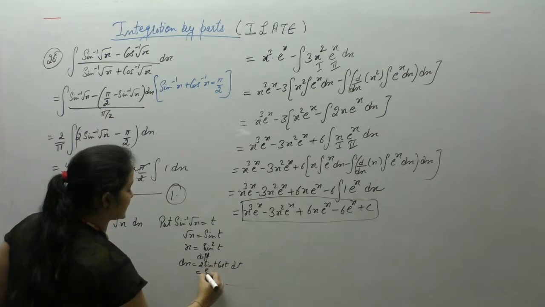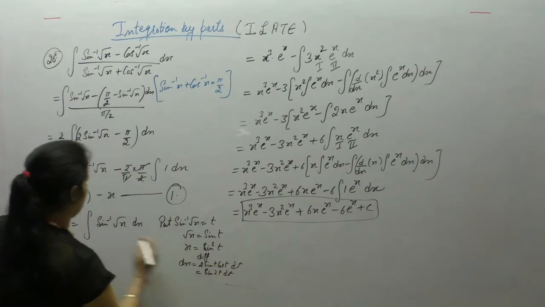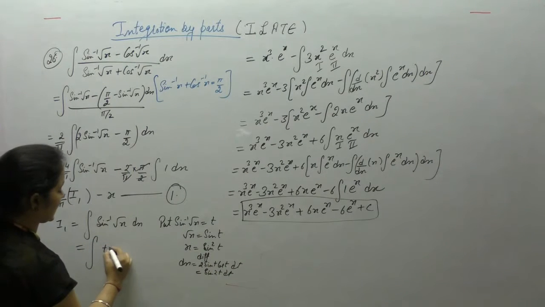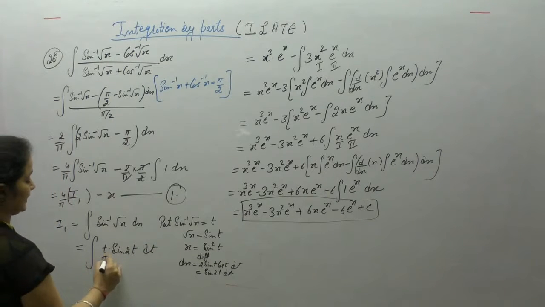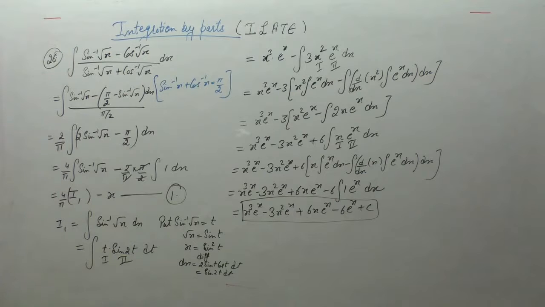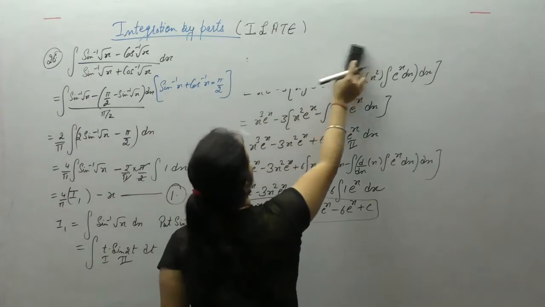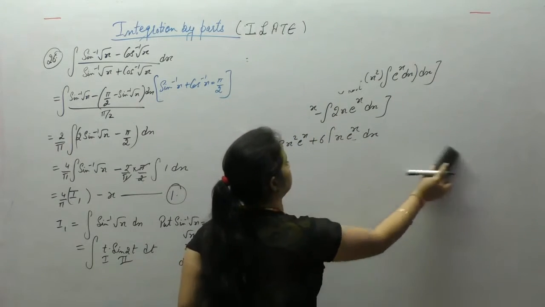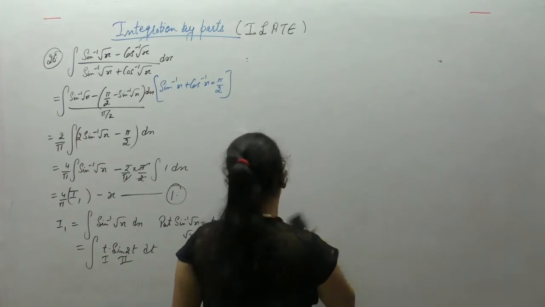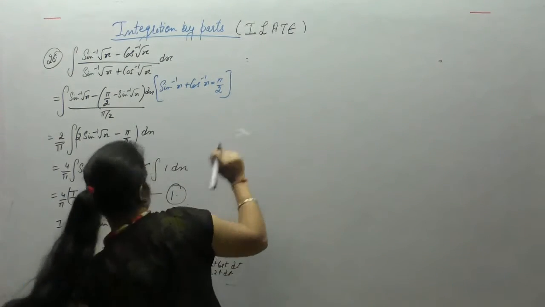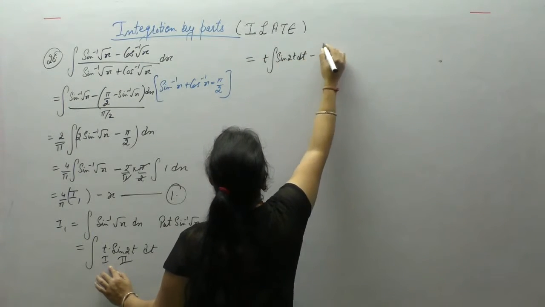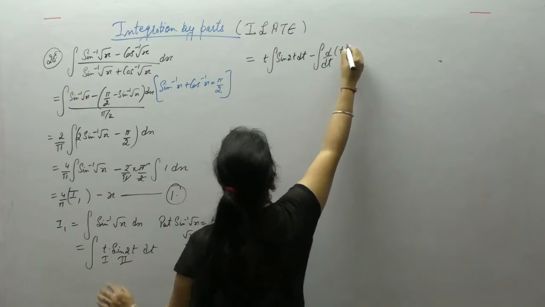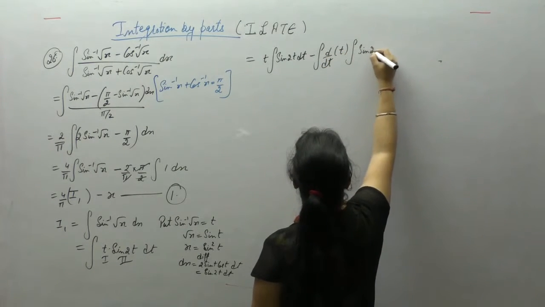2 sin x cos x is sin 2x. So sin 2t dt. Now algebraic and trigonometric. Take algebraic as the first and trigonometric as the second function. First as it is, integral of second, minus integral of derivative of first into integral of second.